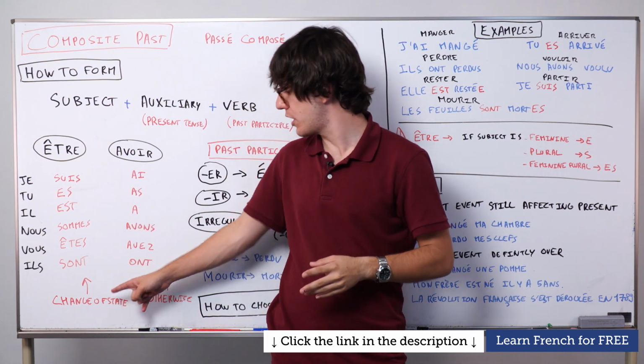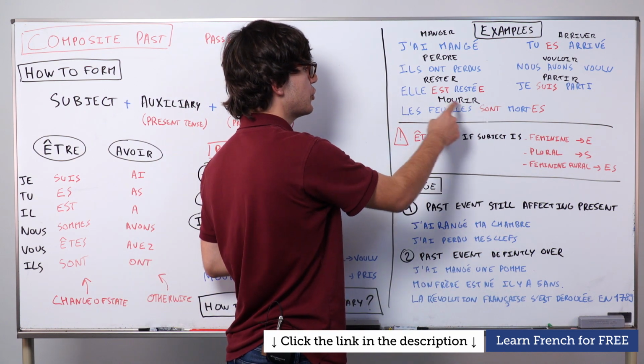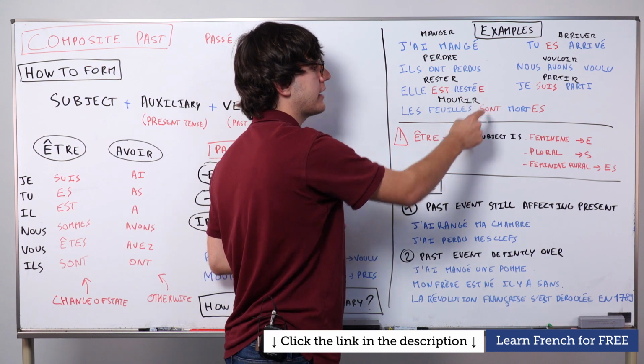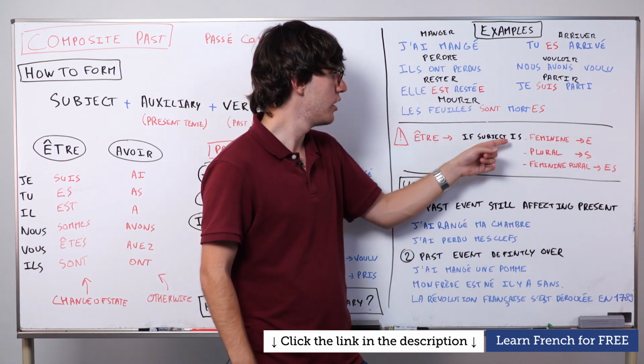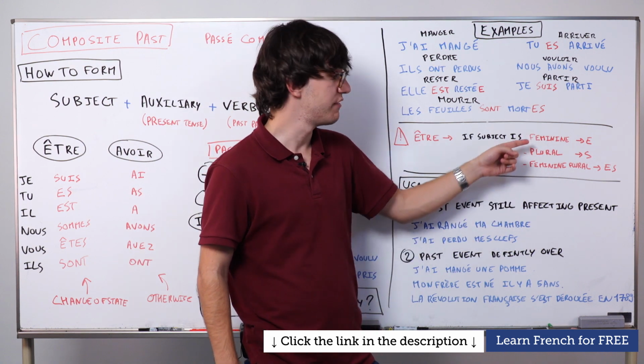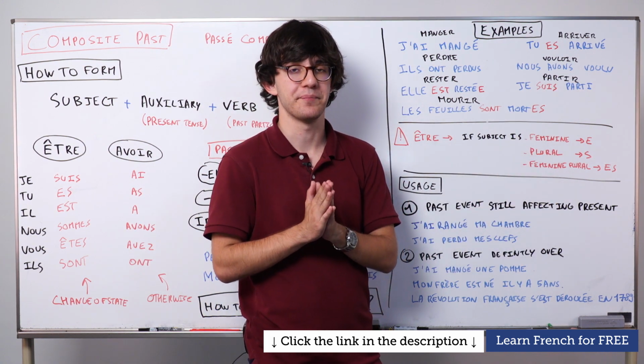So be careful with the verb être. Être is used when you've got a change of state, and when you use it, you check the subject and you might need to add e, s or es at the end, depending on the gender and number of the word, feminine or plural. So that's what you need to remember.